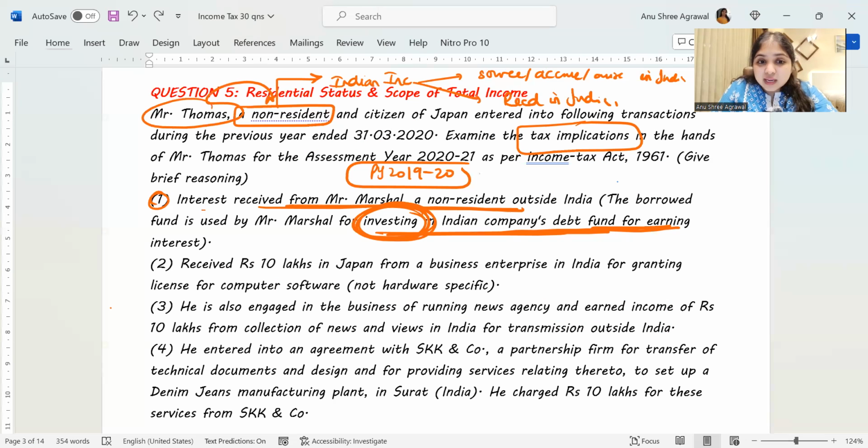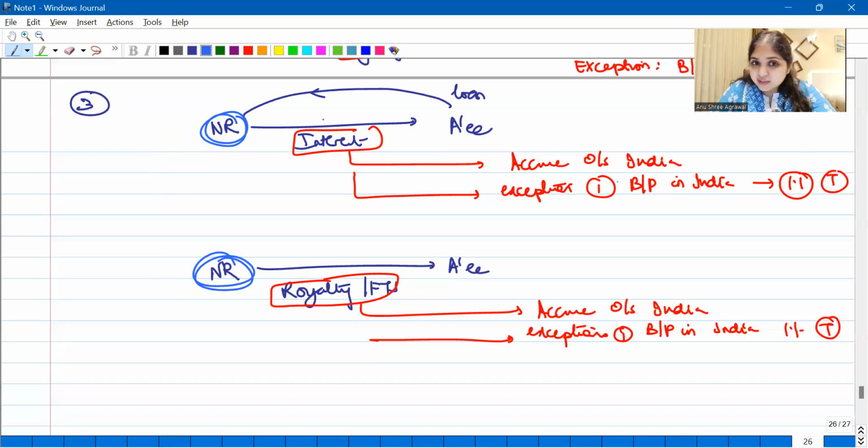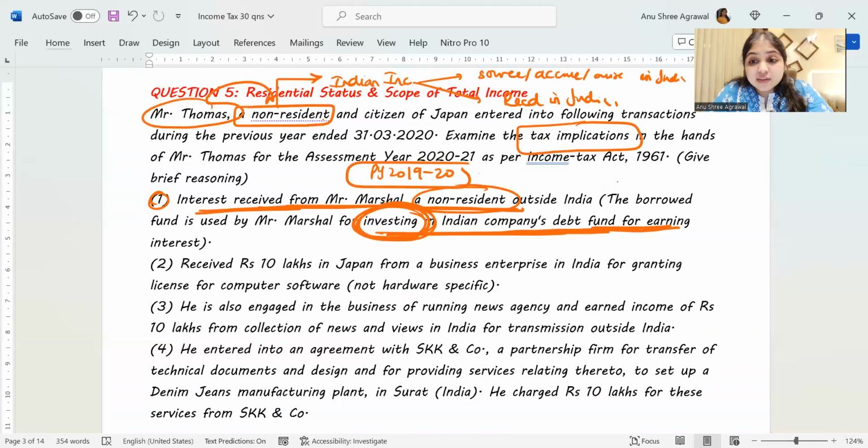The question says interest received from Mr. Marshall, a non-resident. So who is the giver? The giver is a non-resident. Non-resident is giving interest. What will my first answer be? My first answer will be accruing outside India. Tell me, how many exceptions do I have? When a non-resident is giving interest, only 1 exception I will have.